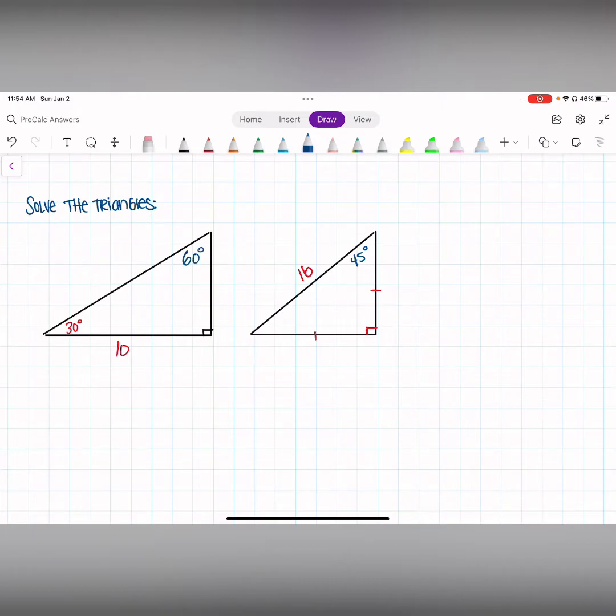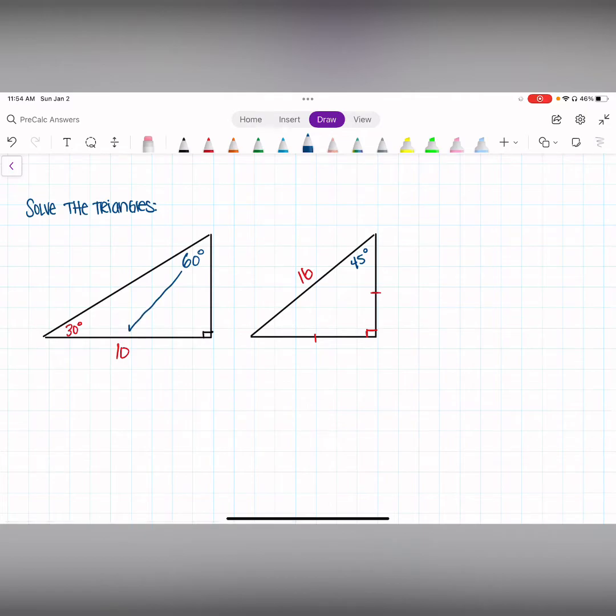So our angle over here on the left is nice and easy. That's going to be 60 degrees. And typically the side across from 60 is that x root 3 side. So if we want to find out what x equals, we're just going to set that equal to the given side, 10, and solve by dividing by root 3.